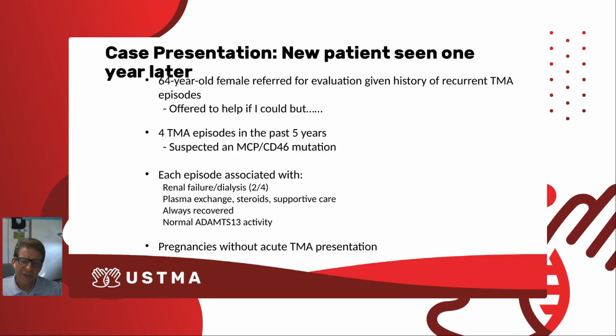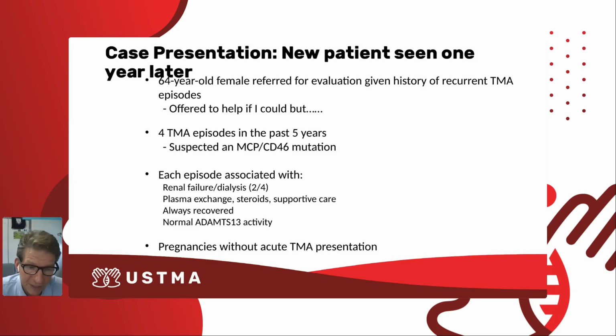The suspicion initially was she had what's called an MCP or CD46 mutation, which is a form of genetic mutation found in a subset of aHUS patients that are known to have recurrent episodes, but they tend to be mild and self-limited and get better with supportive care. That certainly wasn't the case with her.